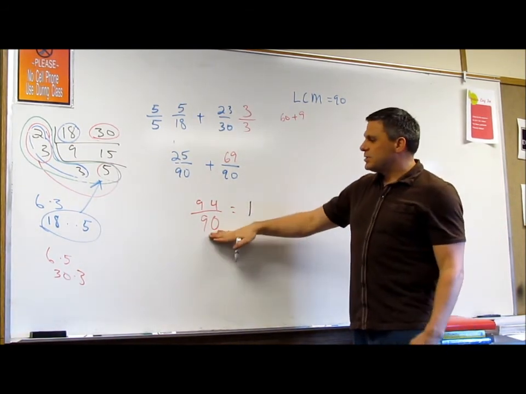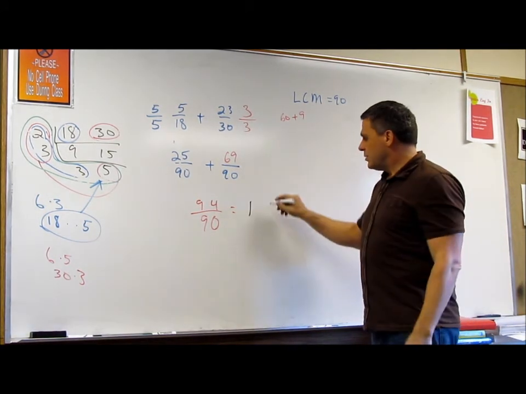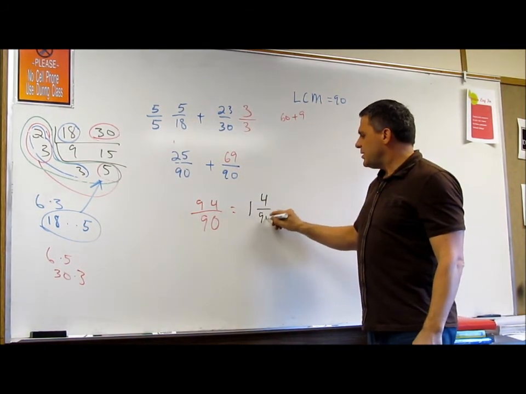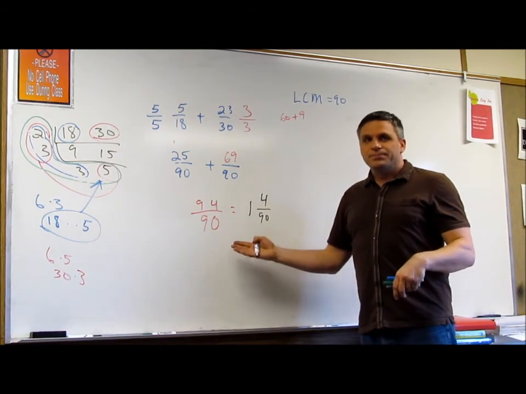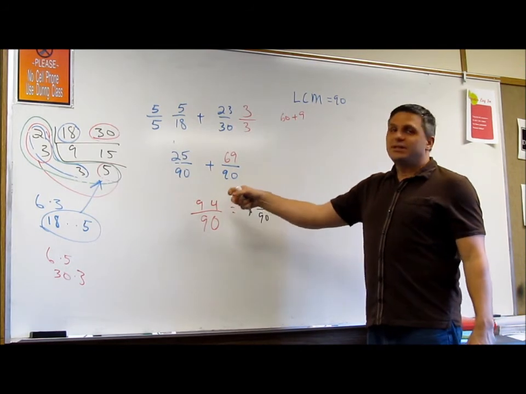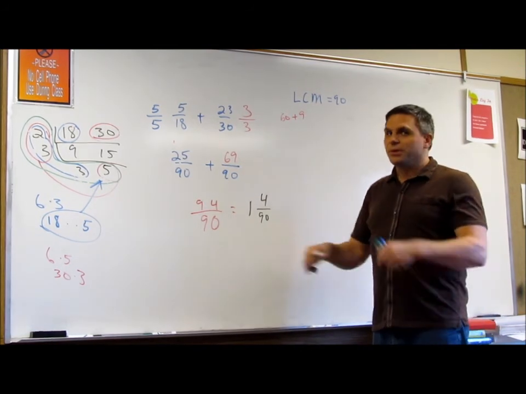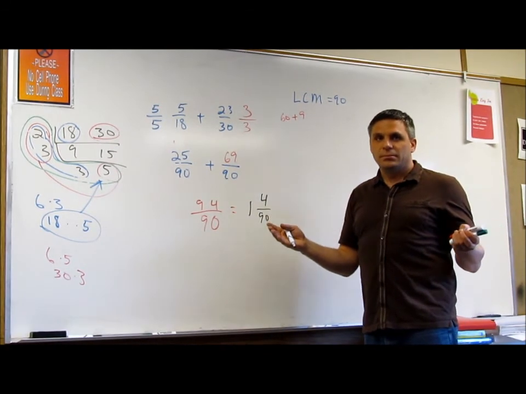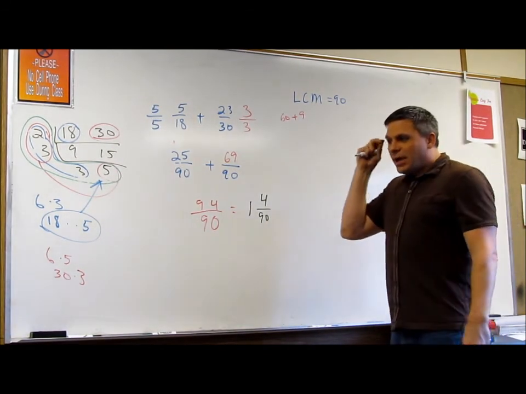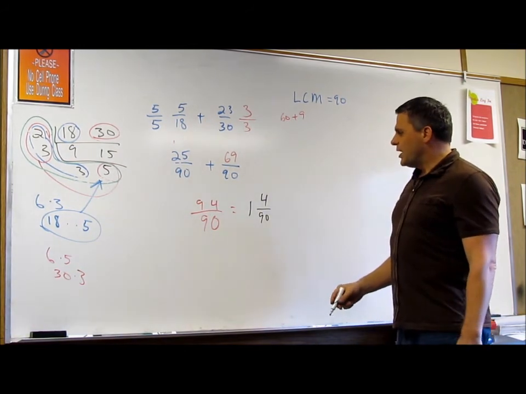So how many 90s are there in 94? 1. With how many left over? 4 left over the 90. So whatever the bottom number is, the bottom number goes into the top number how many times, with how many left over the bottom number. Every single time. That's a quick way. If you keep that in your head, it'll work every time, right?